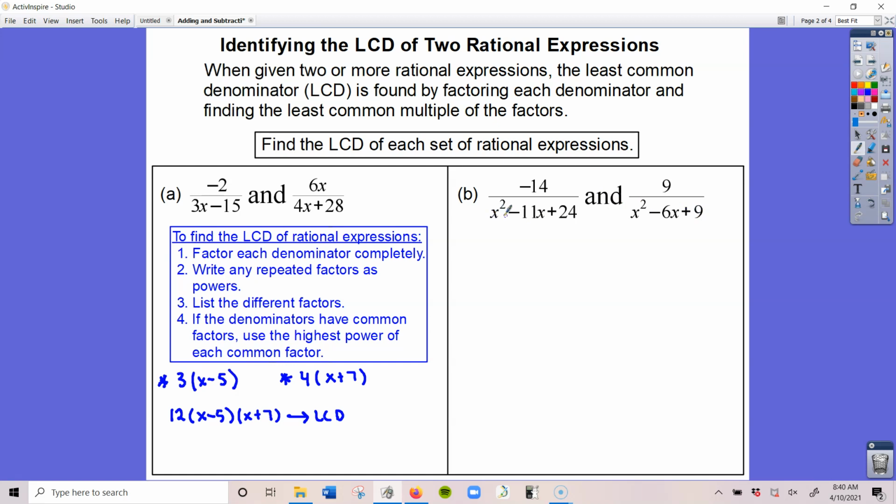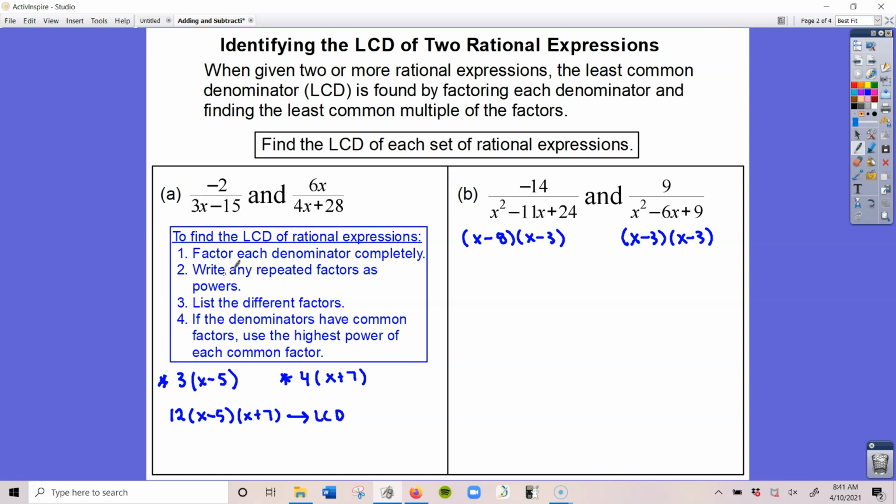Here we have x squared minus 11x plus 24. This can be factored to x minus 8, x minus 3, since negative 8 times negative 3 is 24, and negative 8 plus negative 3 is negative 11. Over here, we have x squared minus 6x plus 9. This can be factored to x minus 3 times x minus 3, since negative 3 times negative 3 is positive 9, and negative 3 plus negative 3 is negative 6.